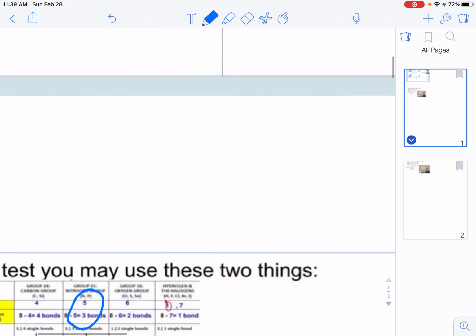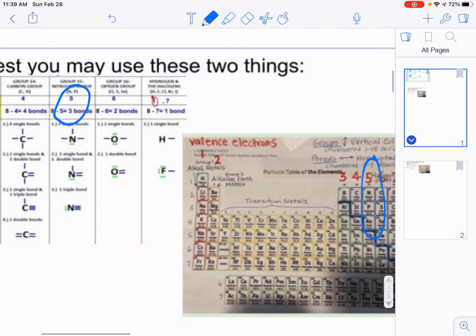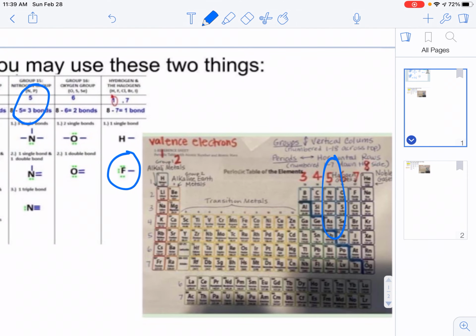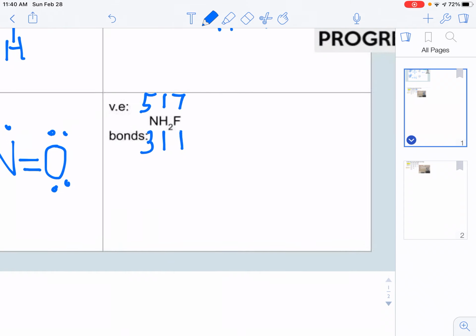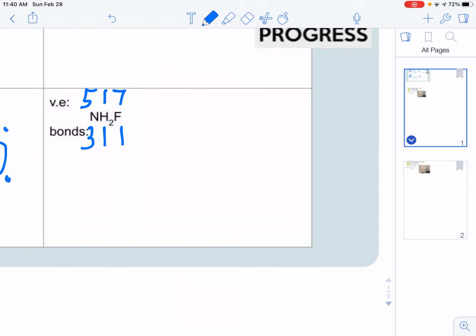Fluorine, let's look here. Fluorine's our example from group 17. We can also look over here. It has 7 valence electrons, and 8 minus 7, it makes 1 bond. Now let's start. All right, I'm going to put N, H, F, and I think N needs a lot of bonds, so I'm going to put an H over here too, so N's in the middle. Now I'm going to start connecting with single bonds.